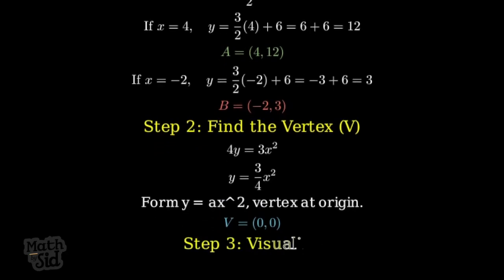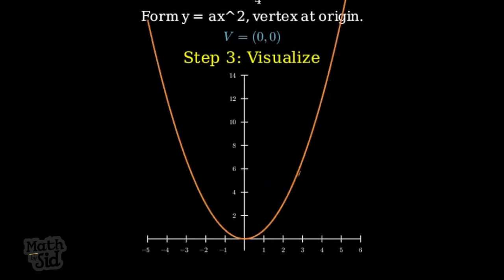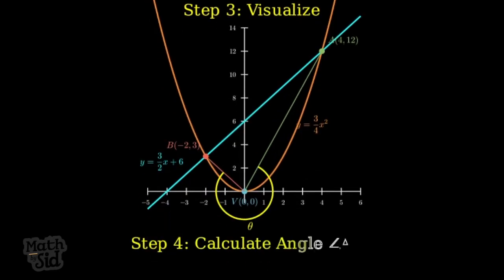Now, let's visualize the situation. We draw the coordinate axes. We plot the parabola y equals 3/4 x squared, which opens upwards with its vertex at the origin. We plot the line y equals 3/2 x plus 6. We mark the intersection points A (4, 12) and B (negative 2, 3), and the vertex V (0, 0). We are interested in the angle AVB formed by the segments VA and VB. Finally, let's calculate the angle theta equals angle AVB.